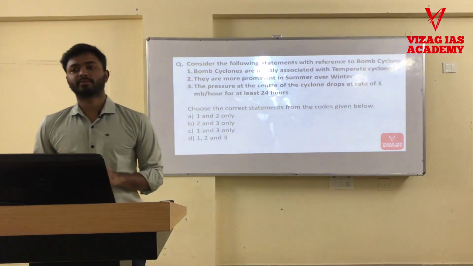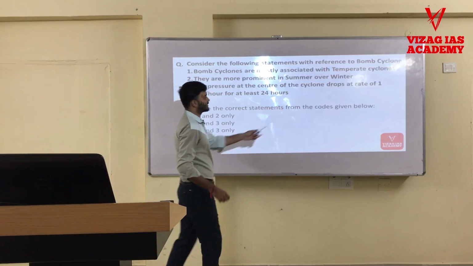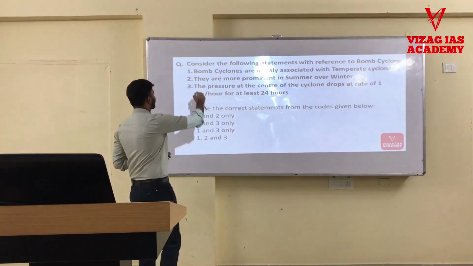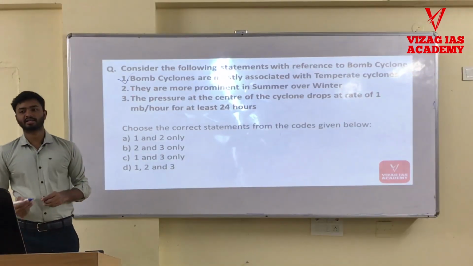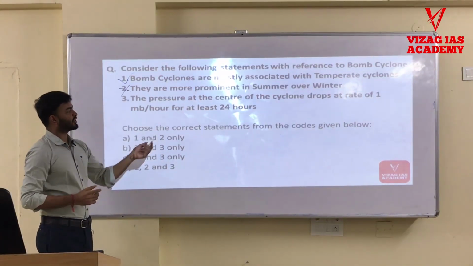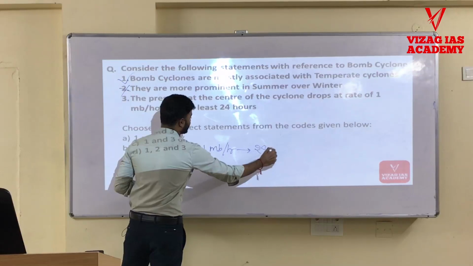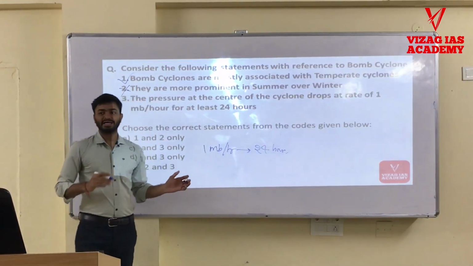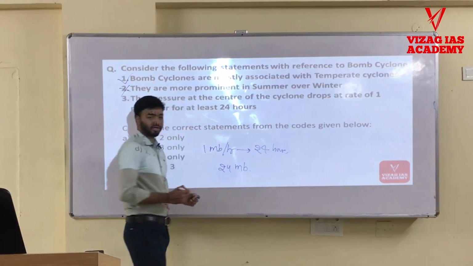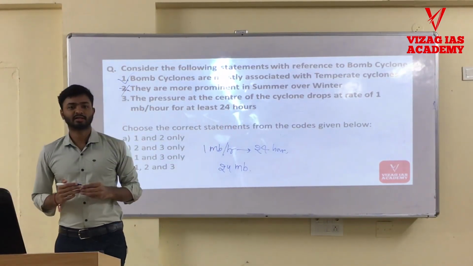Next question is regarding bomb cyclone. Let us see the first statement. Bomb cyclones are associated with temperate cyclones. Temperate cyclones are mid-latitude cyclones. So this is in fact a correct statement. They are more prominent in summer over winter. This is a false statement. The pressure at the center of the cyclone drops at a rate of 1 millibar per hour for at least 24 hours. That means that in a day, the pressure drops by 24 millibar. If such pressure conditions exist in a temperate cyclone, then they are called a bomb cyclone.